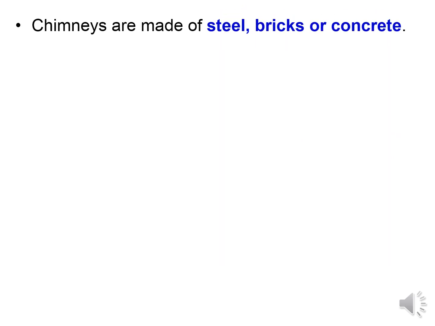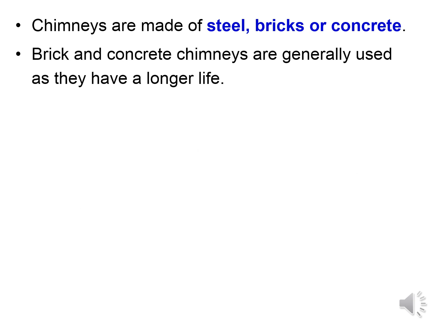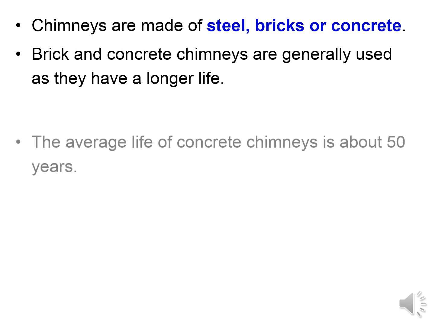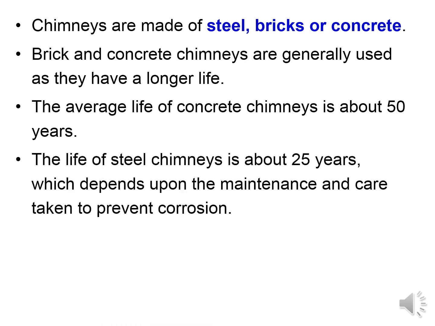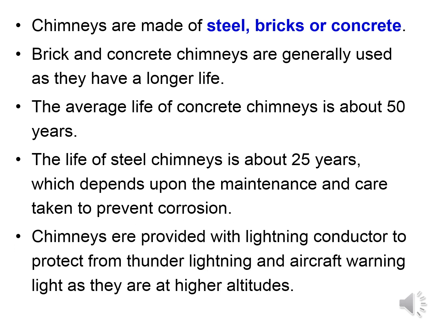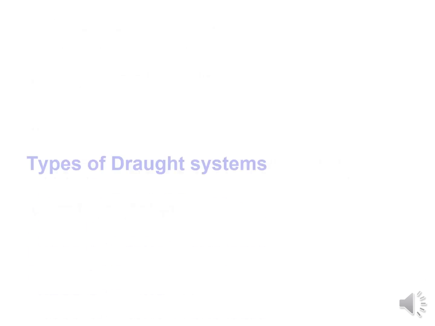So we'll see the chimneys are made of steel, bricks and concrete. Bricks and concrete chimneys are generally used as they have a longer life. The average life of concrete chimneys is about 15 years. Life of steel chimneys is about 25 years. Chimneys are provided with a lightning conductor to protect from thunder. Due to the rainy season, we should have all this.